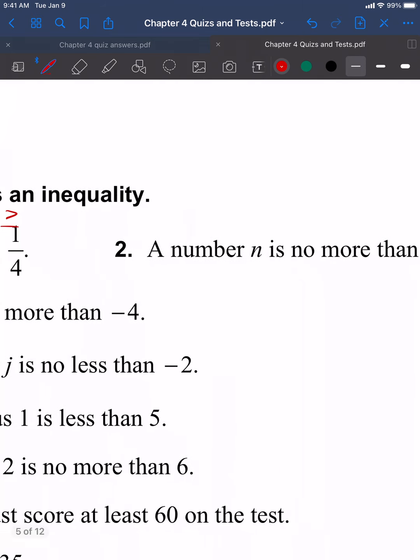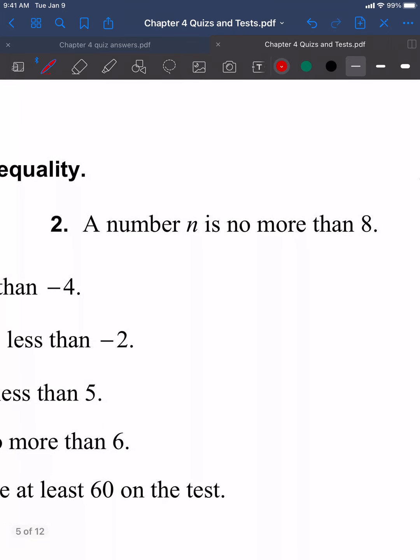Okay. Number 2. A number n is no more than 8. So can n be 9? No. Could n be 7? Yes. Could it be 8? Yes, because it says it can be no more than 8, meaning it could be 8. So I'm going to say less than or equal to. Very good. I use that little logic game in my mind before I put the sign in, and I ask, could it be this? Could it be this? If it's a no, then you get an idea of what your sign should be, okay?